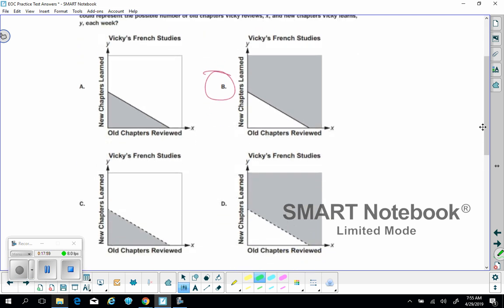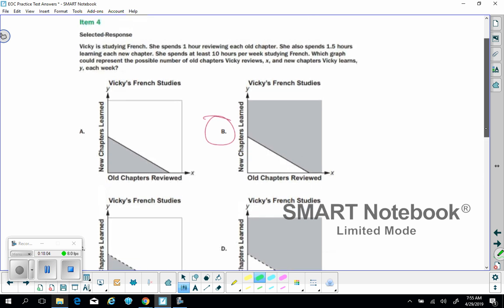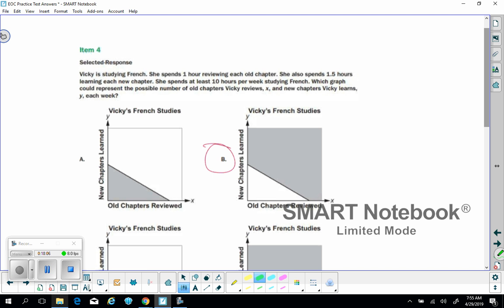Okay, so for this one, we're talking about the number of hours she spends studying. It says she spends at least 10 hours per week. Could she spend more hours? Yeah, she could spend more than 10 hours, right? So this line represents 10 hours, some combination of 10 hours. If she spends more than that, that would be above the line. Does that make sense? So that's why we're picking the ones that are shaded above the line.